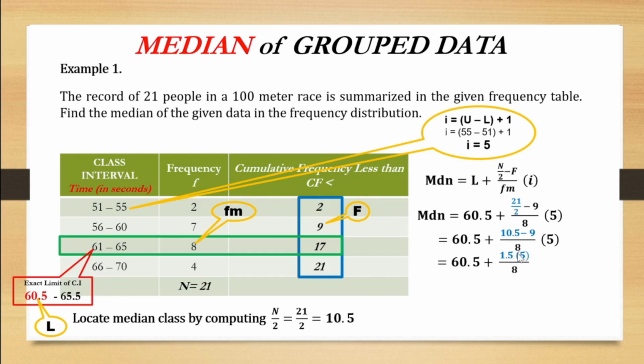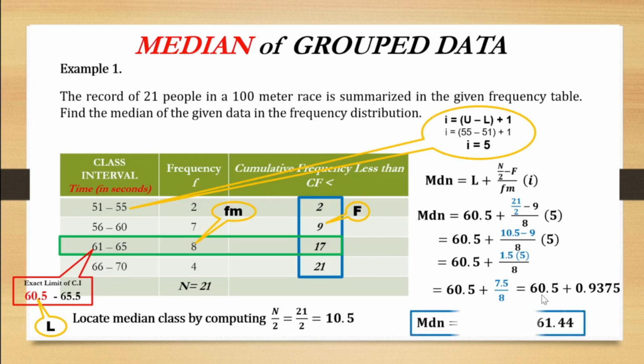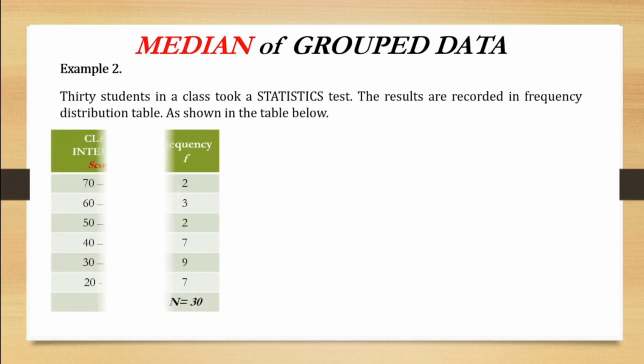And then after getting the difference between 10.5 and 9, we are going to multiply it by 5. So that becomes 1.5 times 5 divided by 8, which becomes 7.5 divided by 8. Simplifying this, 7.5 divided by 8 is approximately 0.9375. Then we are going to add it to our lower limit, which is 60.5. Then our median is 61.4375, or approximately 61.44.